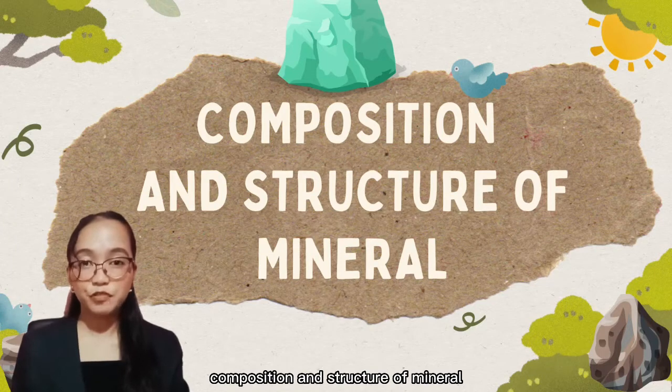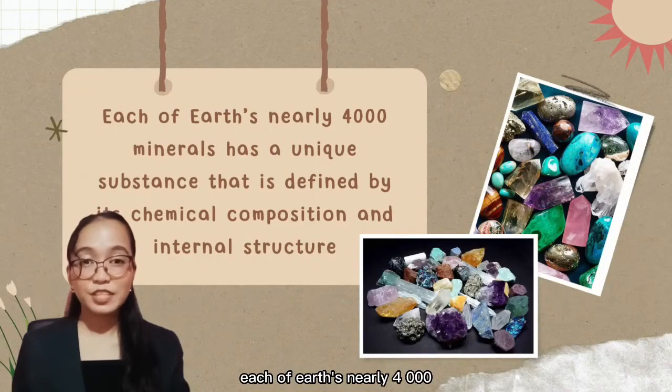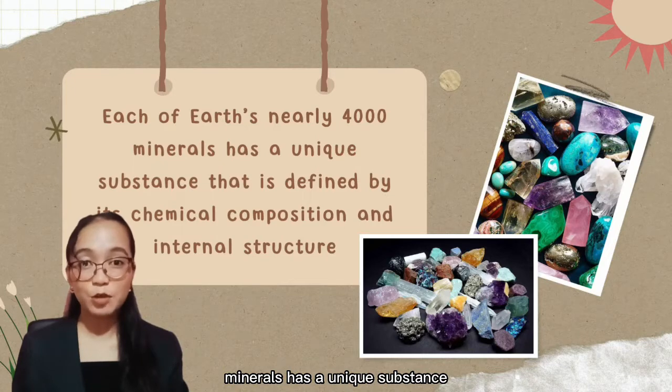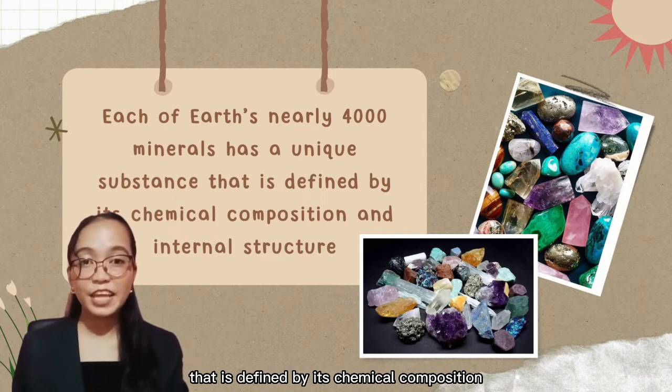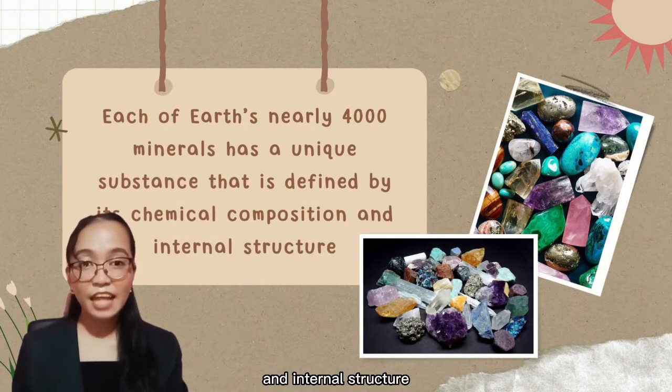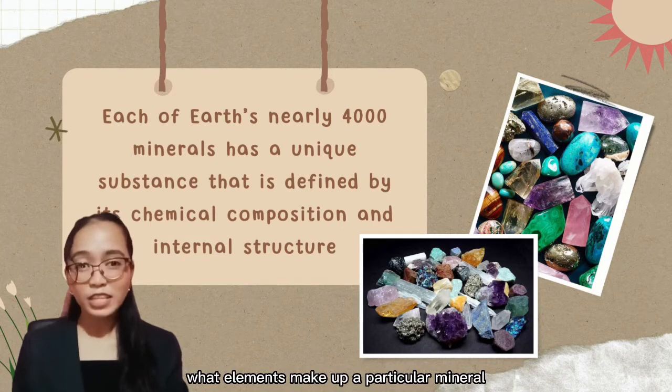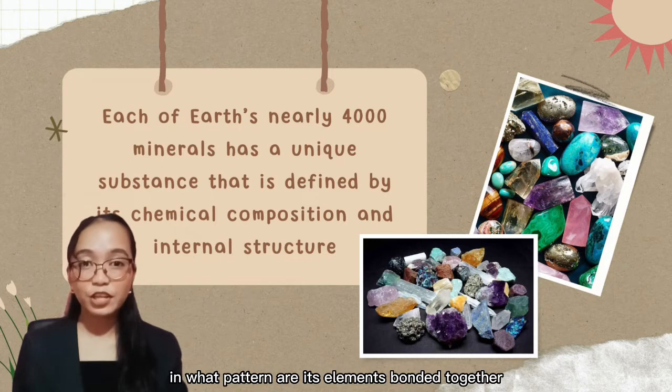Composition and structure of minerals. Each of Earth's nearly 4,000 minerals has a unique substance that is defined by its chemical composition and internal structure. What elements make up a particular mineral? In what pattern are its elements bonded together?